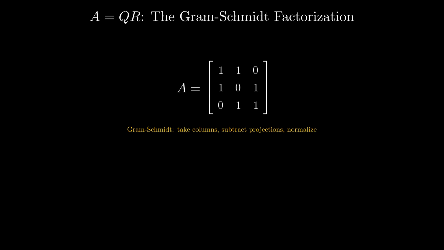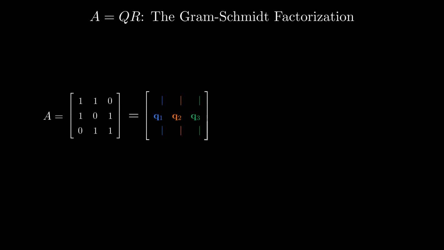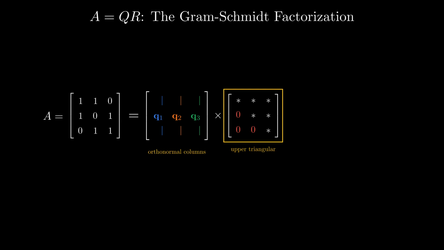You already know how to run Gram-Schmidt: take columns, subtract projections, normalize. But here's something you might not have noticed. Write down every coefficient you compute along the way, arrange them into a matrix. That matrix is always upper triangular. Always. Zeros below the diagonal every single time.